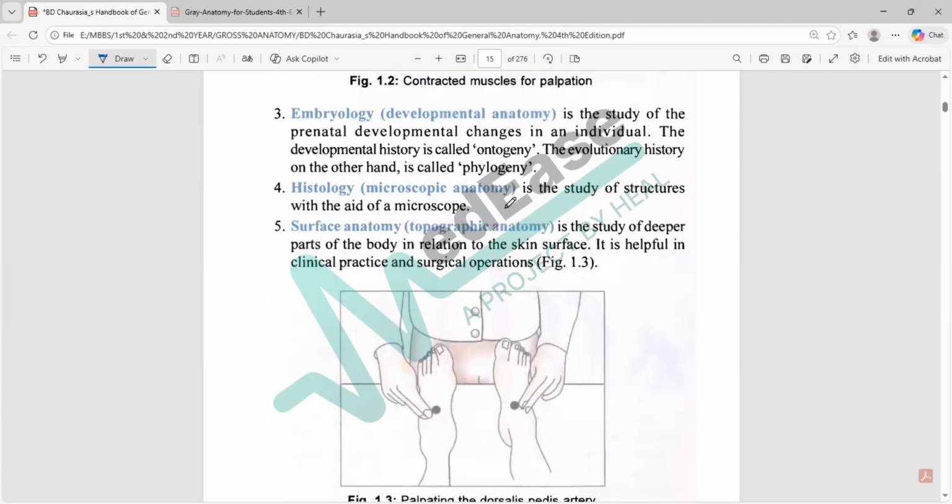Now we have embryology. Embryology is the developmental anatomy, how the structures develop. Then we have histology, which is the microscopic anatomy, which we commonly study during biopsies. Then we have surface anatomy, which is the anatomy we study based on the surface features of the body. Okay, so let's move on.